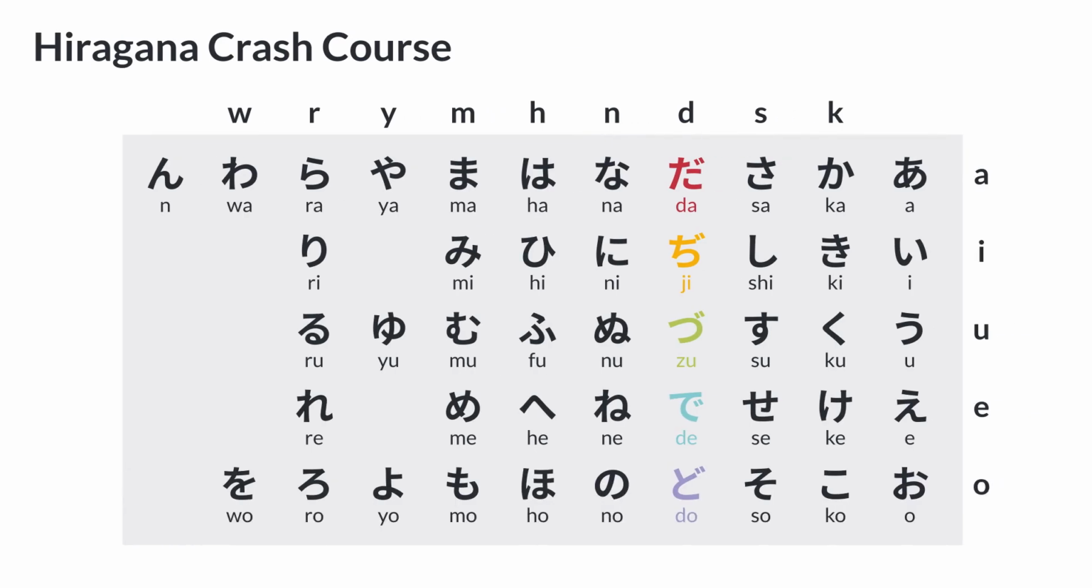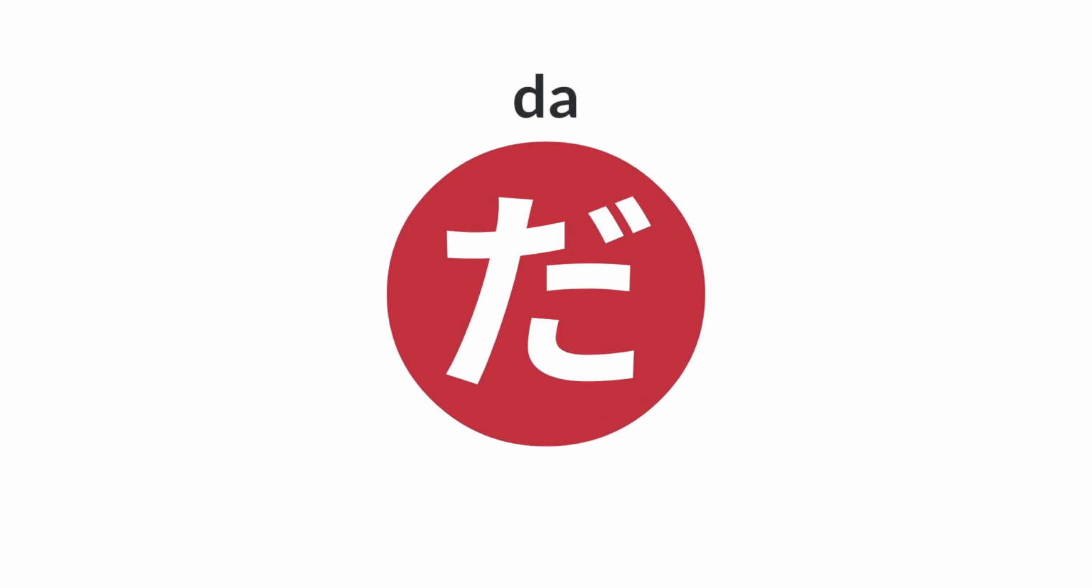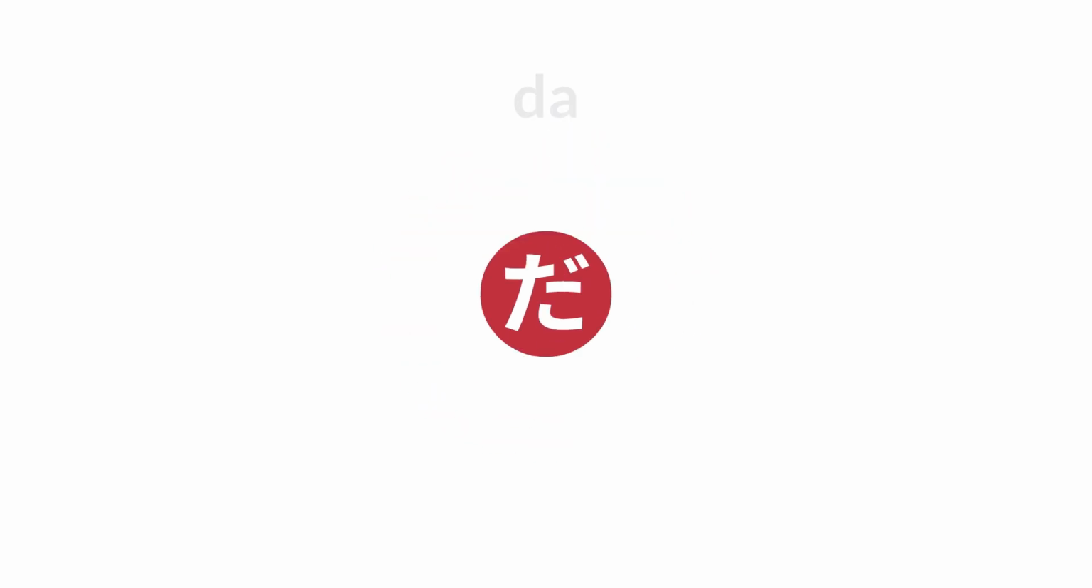In this lesson, we'll learn the characters だじづでど. To review, what is this character? た. Ta with the dakuten is pronounced da. Eda. Eda.